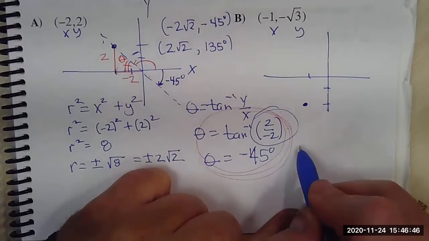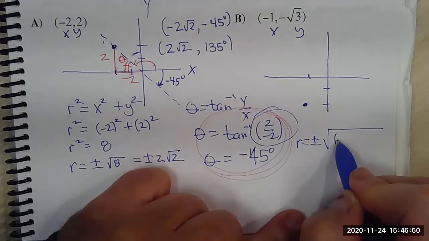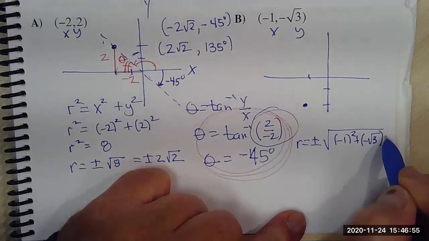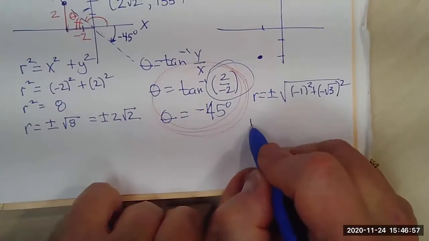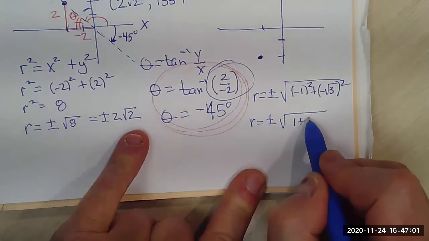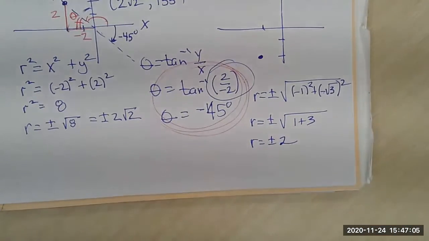Okay, I want to find r equals plus or minus the square root of -1 squared plus negative square root of 3 squared. R is either positive or negative. Square root of 1 plus 3. R is equal to plus or minus 2. Square root of 4 is 2.